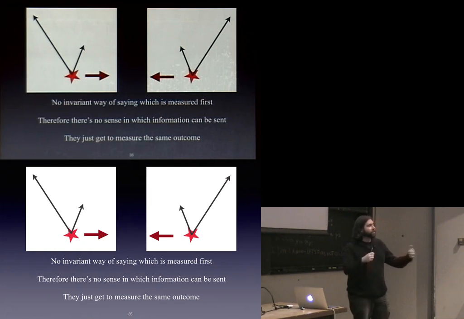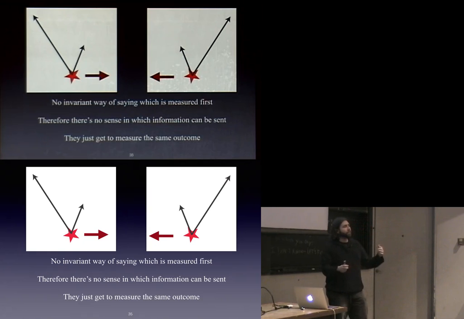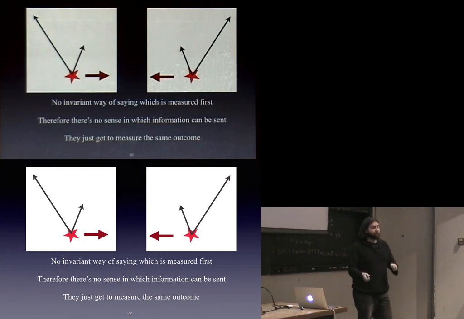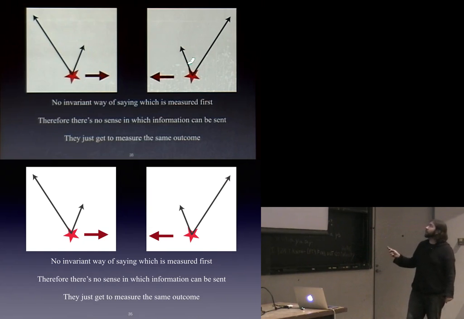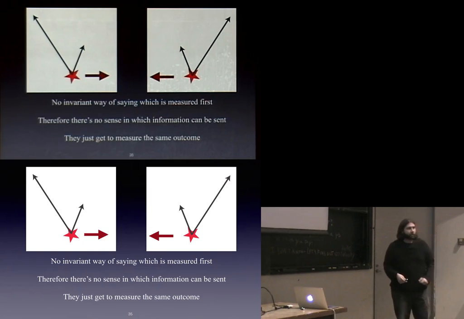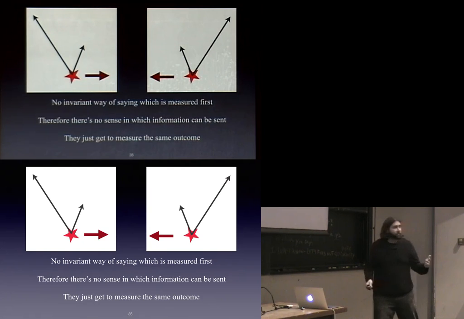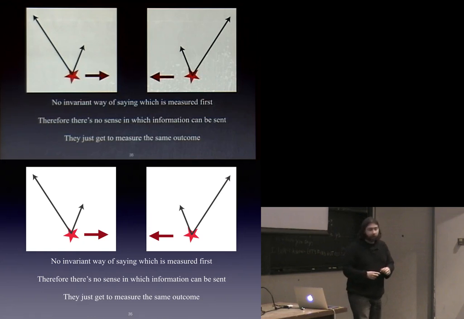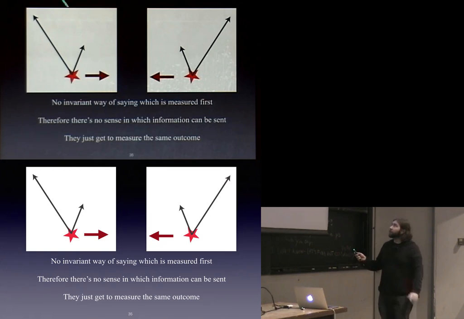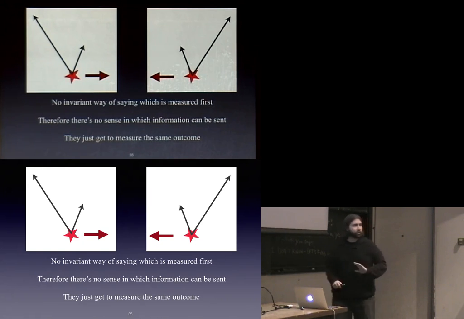And if there's no way of saying which one was measured first, then there's no way in which you could talk about using this to send information. Because is this guy sending information to this guy, or is this guy sending information to this guy? That's a question that doesn't actually make any sense, because it depends on who's watching and how they're watching. The rule is just that no matter in what frame you're looking at, who it looks like measured the spin first, they have to measure the same spin. That's the only rule. And because you can't determine which one was measured first, there's no way in which you could use this to send information faster than the speed of light. Is that clear?